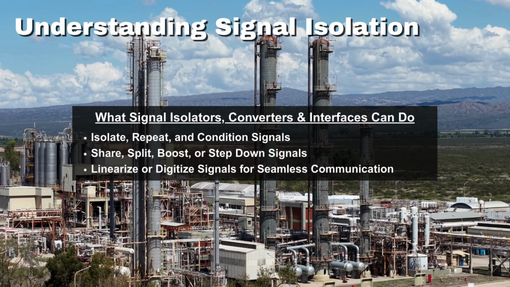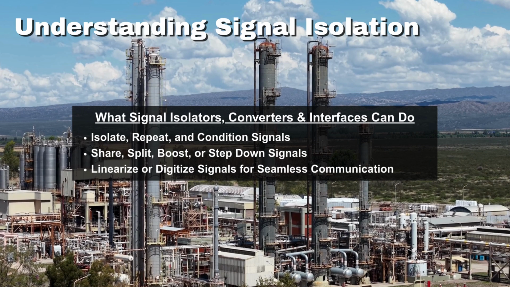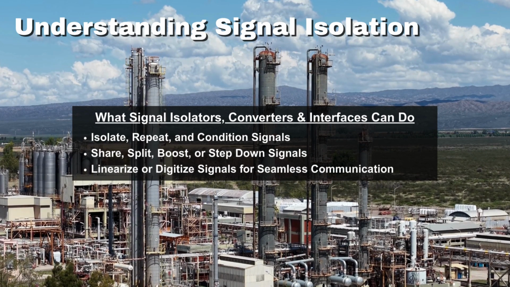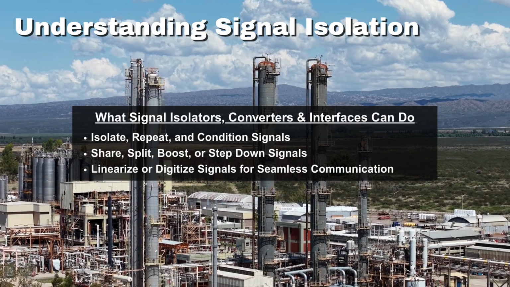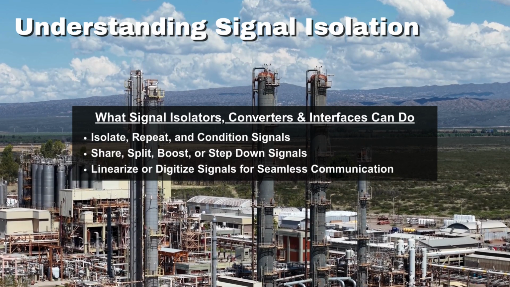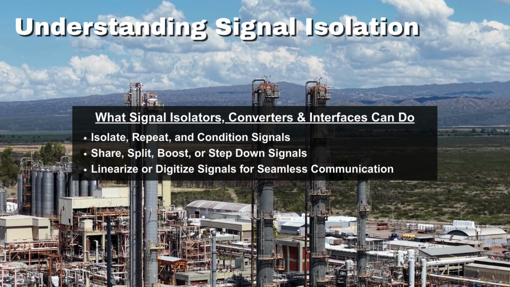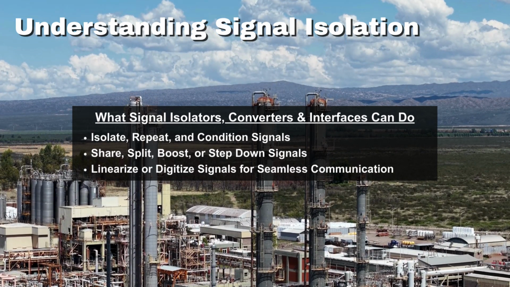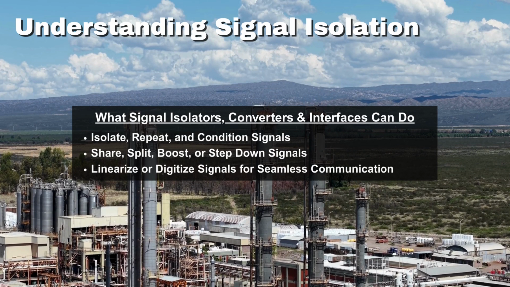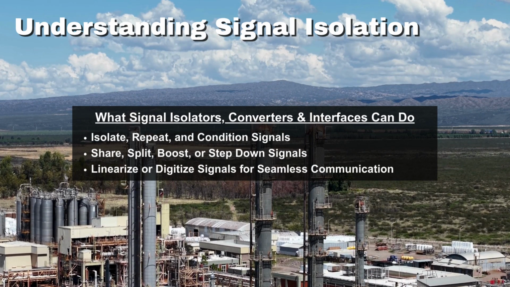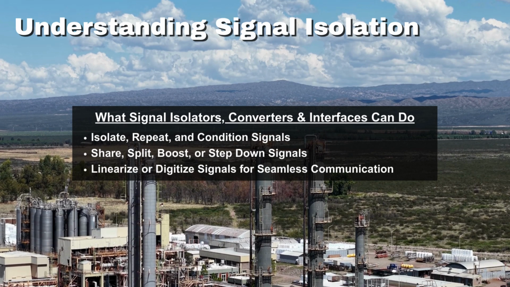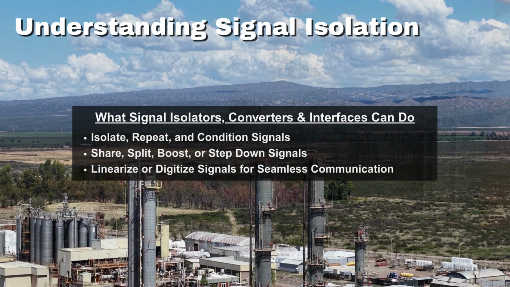noisy environments. Using the right signal interface instruments, whether you call them signal isolators, repeaters, or interfaces, helps prevent problems before they happen. These devices not only isolate signals, but they can also share, split, boost, protect, step down, linearize, and even digitize process signals, allowing transmitters and controllers to communicate seamlessly.